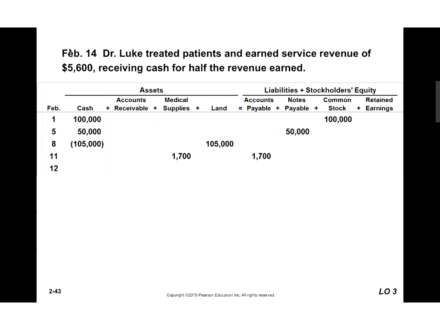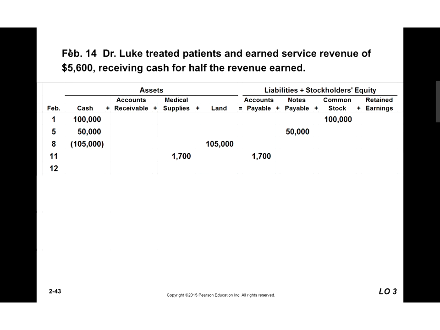Okay, next up. Dr. Luke treated patients and earned service revenue of $5,600, receiving cash for half the revenue earned. So this one we actually have three numbers to deal with. Let's deal with the easy one. The easy one is earned service revenue of $5,600. So out in that retained earnings column, I'm going to put $5,600. It increases retained earnings. It's actually going to go to an account called service revenue.